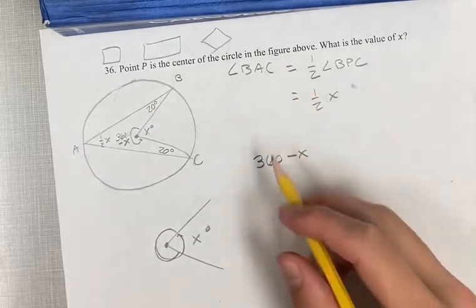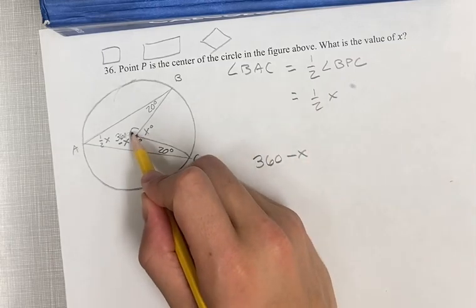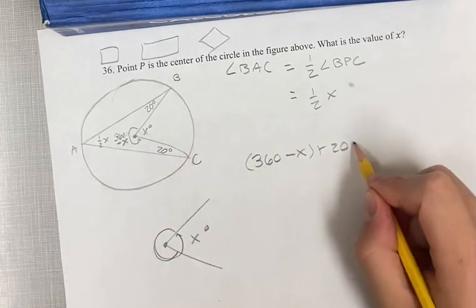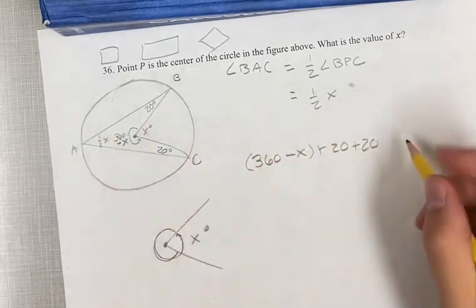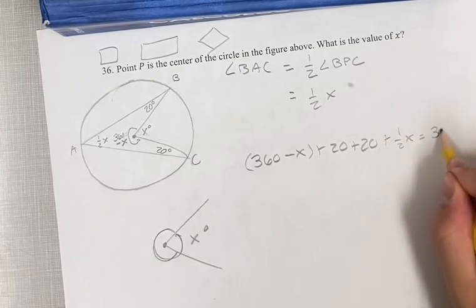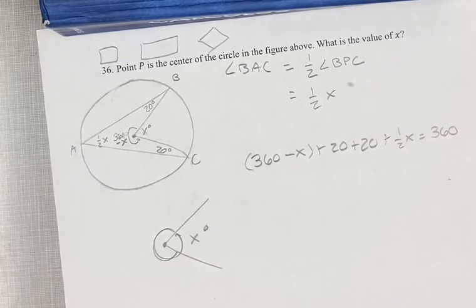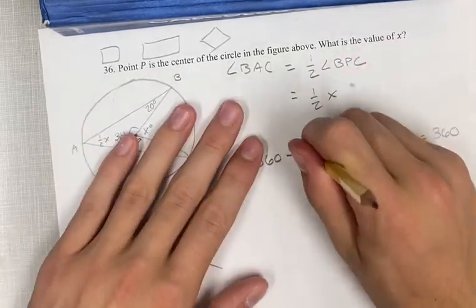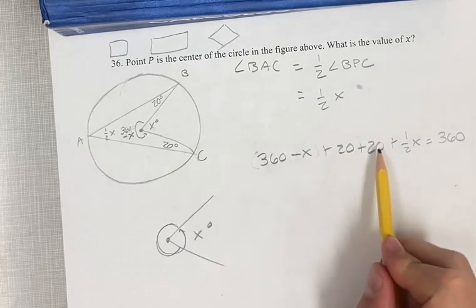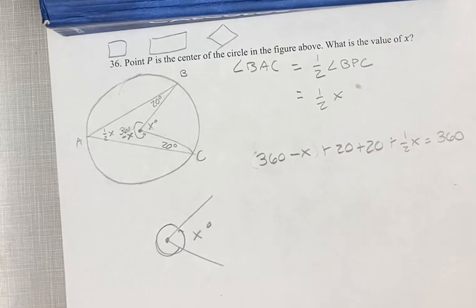We have 360 minus X is this angle, plus 20, and then our last angle is plus 1/2 X. And we know this is equal to 360. So we have this, these parentheses aren't really necessary. And then, so we have 360 minus X plus 20 plus 20 plus 1/2 X is equal to 360. Now we just have to solve for X.